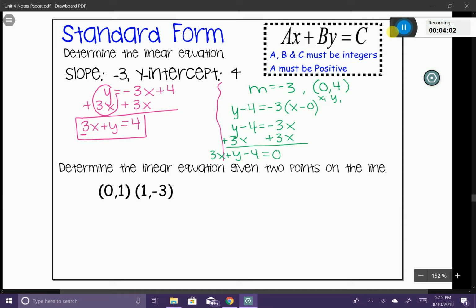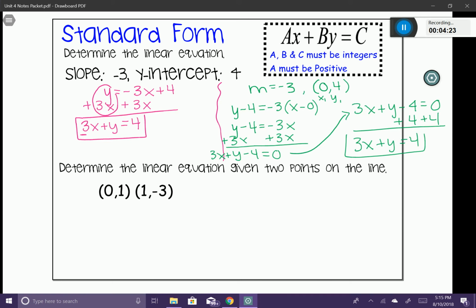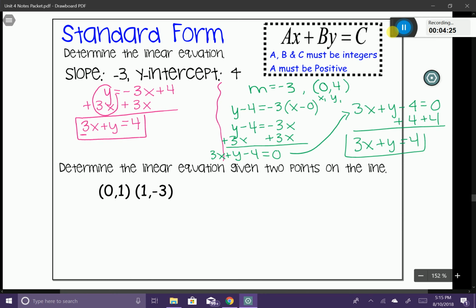I'm running out of room, so I'm going to carry my work up here. I'm going to rewrite that statement right there, and then I'm going to show you my last step. I'm going to add 4 to both sides, giving me 3x plus y is equal to 4. You can see that those two equations, whether I solved using slope-intercept form or point-slope form, are identical. So either way that you choose to do this is perfectly fine.